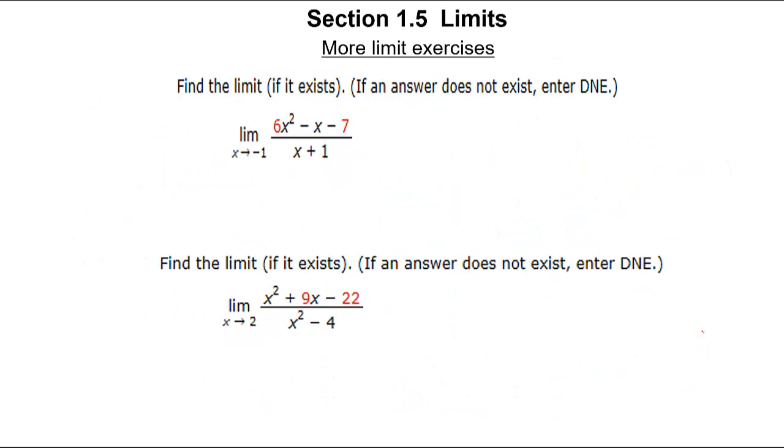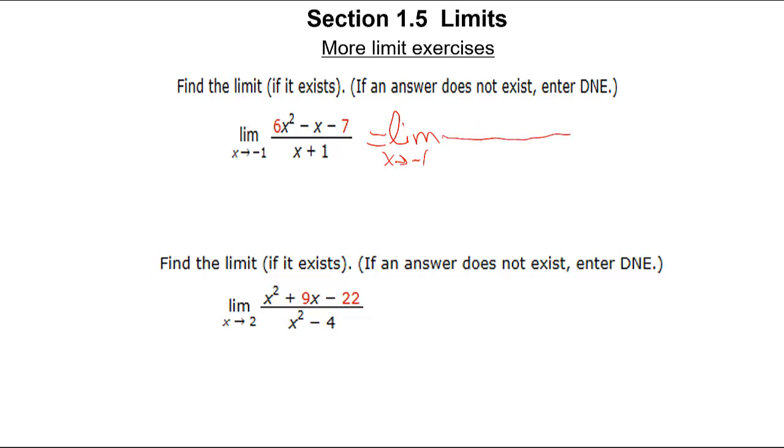How about this? Find the limit if it exists. If the answer does not exist, write DNE. So here, this is similar to the one we've already done. Now, there's no guarantee that this factor and cancel will work, but when you see a rational expression in front of a limit, that is the first thing you want to try.